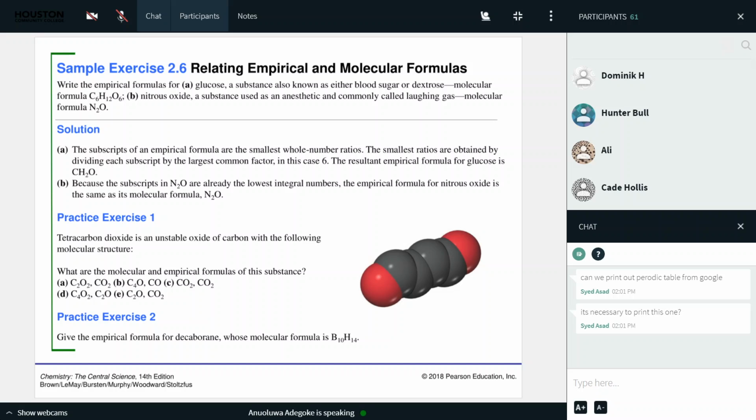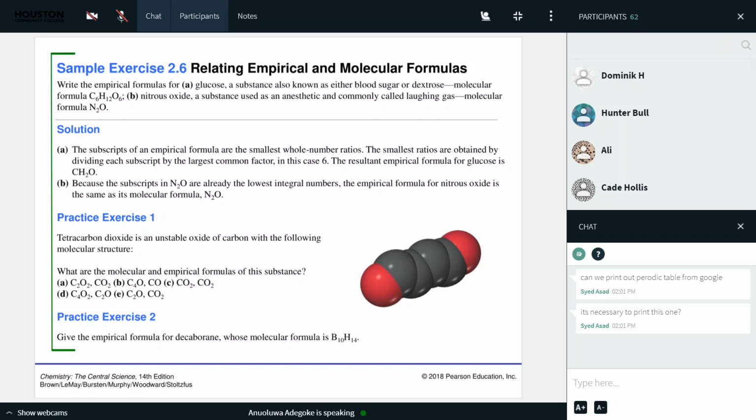All right, so this first one says write the empirical formula of glucose, and that is CH2O, because of course we all know that for the empirical formula, you just take the lowest whole number ratio. For some compounds, the empirical formula is the same as their molecular formula. For example, carbon dioxide, the empirical formula is CO2, and its molecular formula is also CO2.